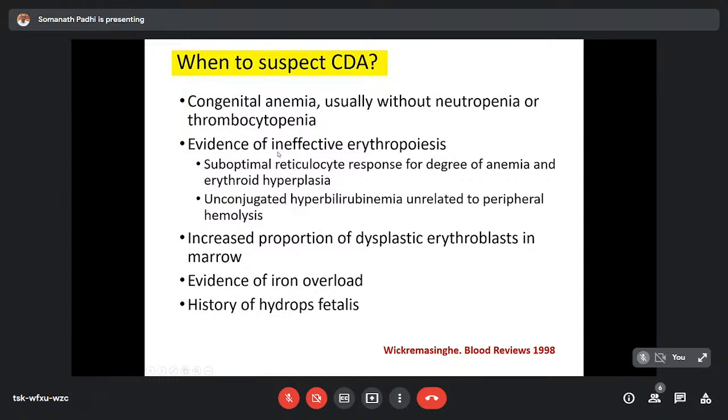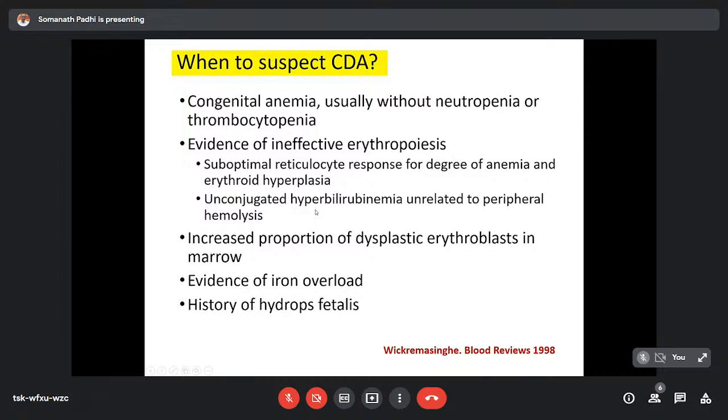There should be evidence of ineffective erythropoiesis. That means a suboptimal reticulocyte response to the degree of anemia, and erythroid hyperplasia. Whatever reticulocyte response is expected in the peripheral blood in response to anemia is not happening, even though there is presence of severe anemia and there is a good erythroid response in the bone marrow. That is known as suboptimal reticulocyte response.